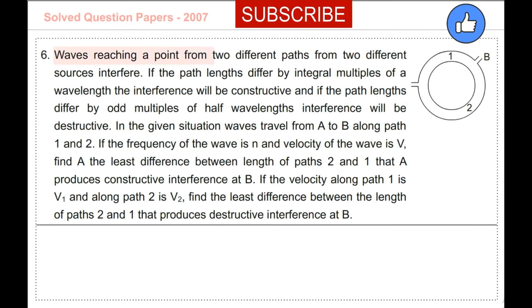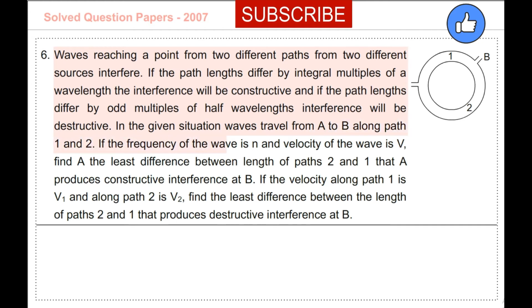Waves reaching a point from two different paths from two different sources interfere. If the path lengths differ by integral multiples of a wavelength, the interference will be constructive, and if the path lengths differ by odd multiples of half wavelengths, the interference will be destructive. In the given situations, waves travel from A to B along paths 1 and 2.